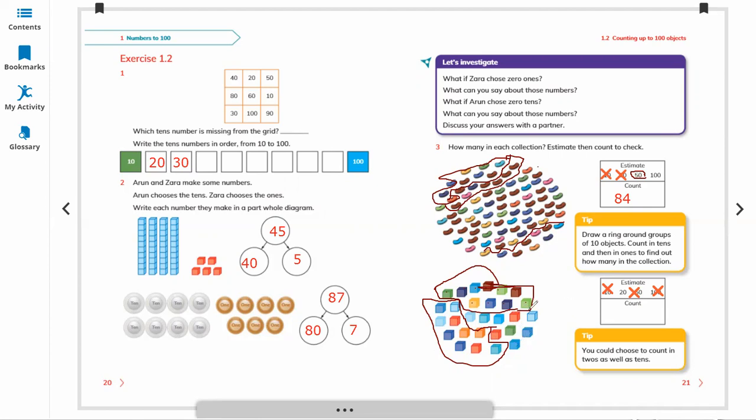So we have 9 ones. For 9 ones, we are going to circle them. Let's circle from here to here. These are 9. So how many do we have now? We have 2 tens and 9 ones.